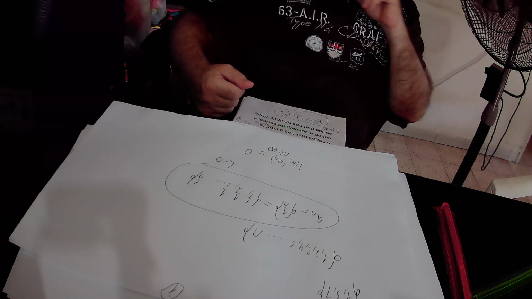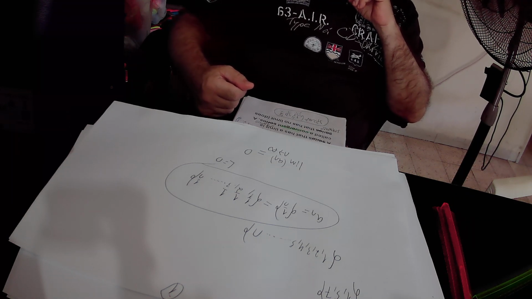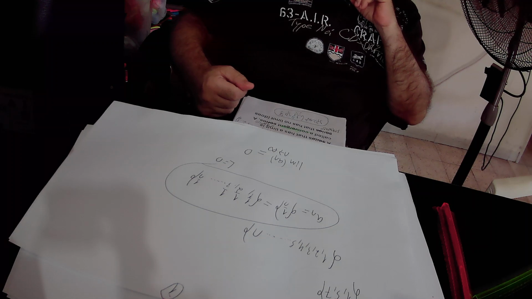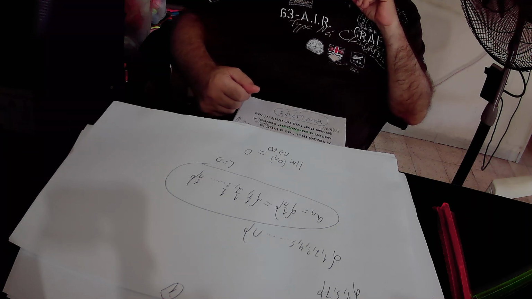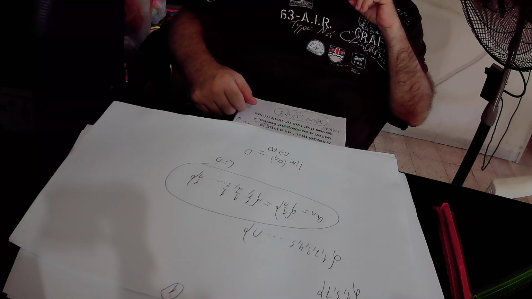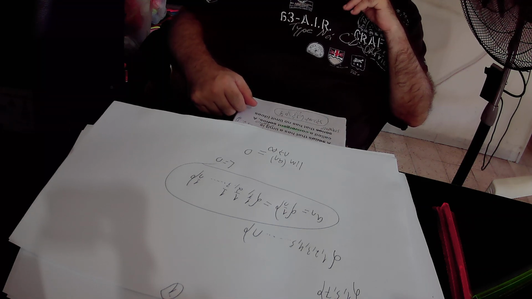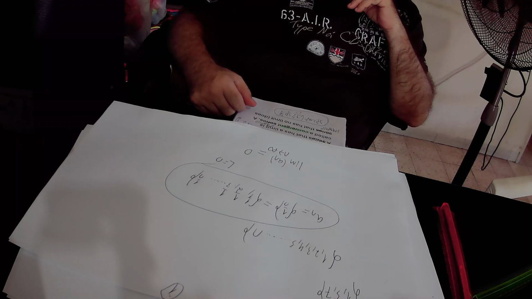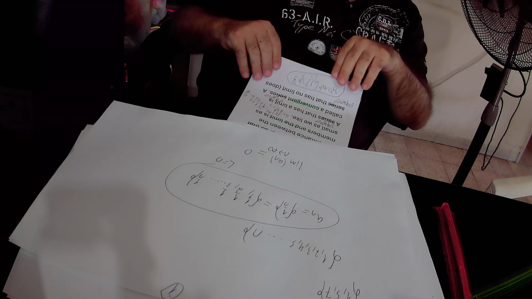So a sequence that has a limit, you can say that it converges, and if a sequence has no limit, then we can say that it's divergent.